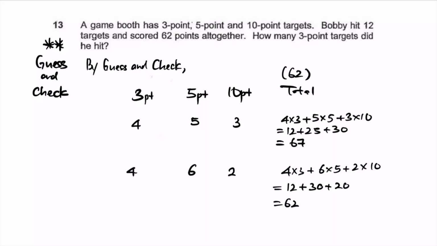So let's make another guess where we maybe play around with these two. And it turns out that when I decrease the 10-point targets by 1 and I increase the 5-point targets by 1, we do have 62, which is exactly the number of points that we are looking for. Now, there are many ways to do this. This is just one of the ways. Question, how many 3-point targets did he hit? Well, looking at this, the answer is 4.